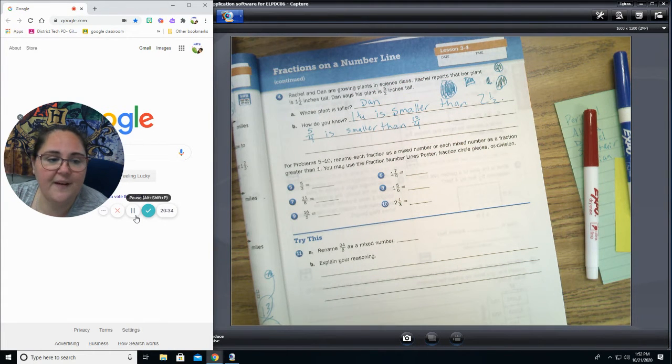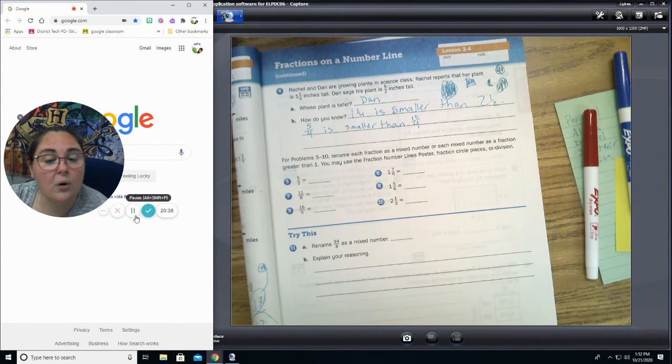All right, for numbers 5 through 10, rename each fraction as a mixed number or each mixed number as a fraction that is greater than 1. You may use the fraction number lines poster or fraction circle pieces or division, hint, hint, hint, to help you. Now, I'm going to show you a couple of different ways that I do this.